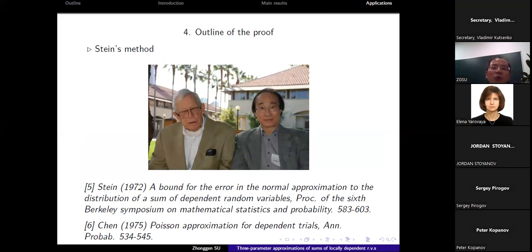Finally, I would like to give a brief idea of the proof of our main result. Actually, a basic tool is the Stein method. As you know, Stein method is one of the most powerful tools in estimating distance, probability in the past 50 years.